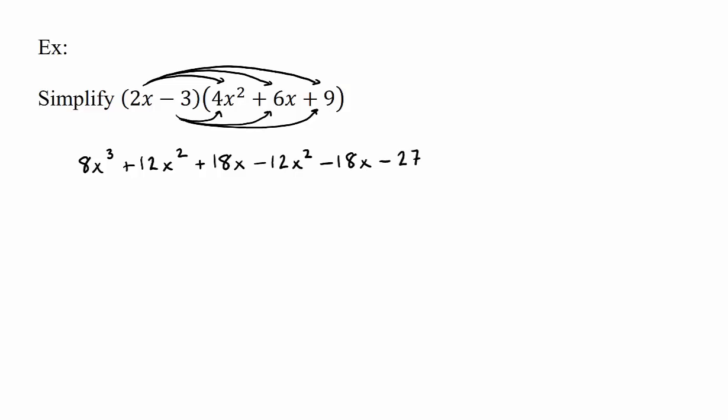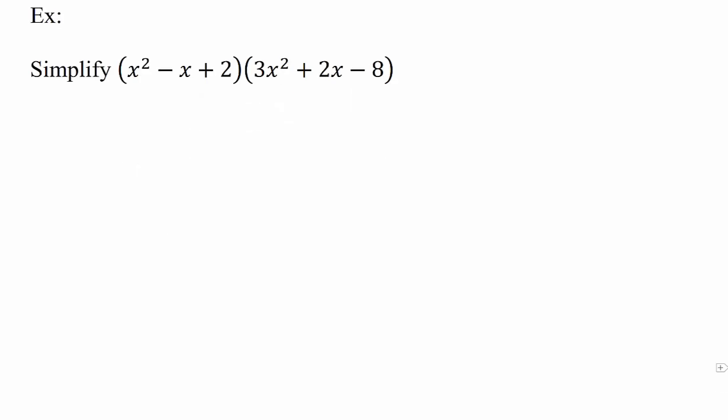Looking at my like terms, I have x squared terms, and they are going to add to 0. And then I have some x terms that are also going to add to 0. And so my final answer is 8x to the power of 3 subtract 27. One more example to look at in this video.